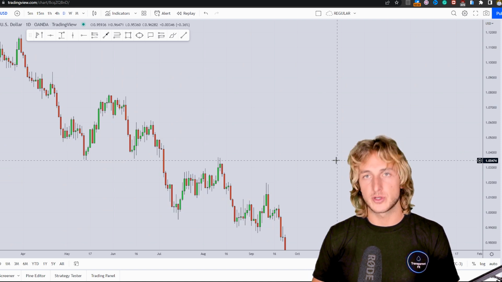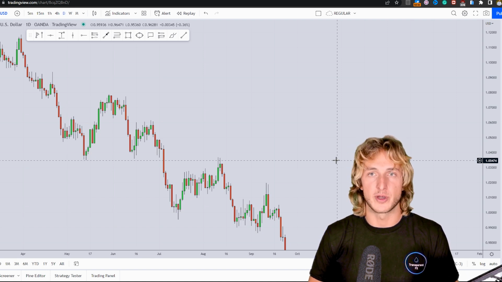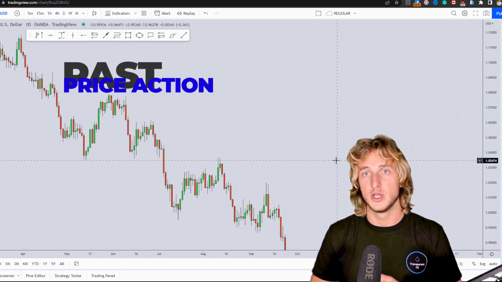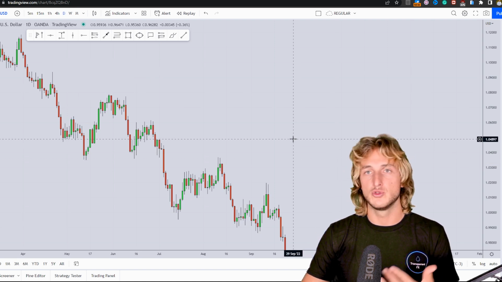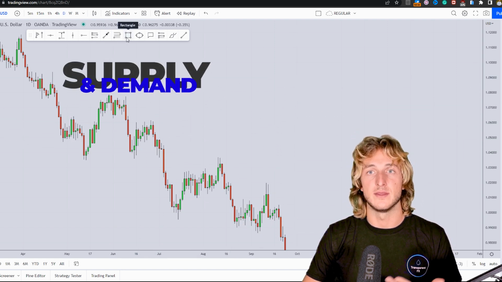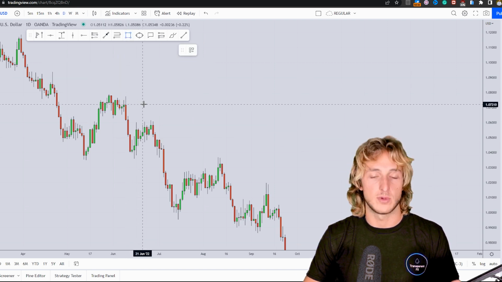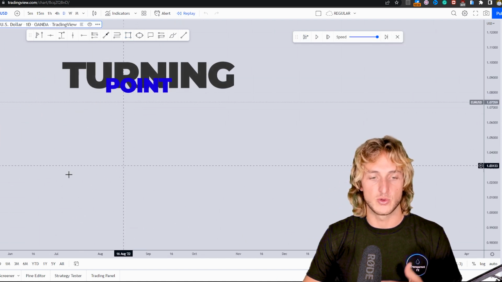And the way in which you determine these areas where you have high probabilities of a rejection, or at least a reaction to the market, is by looking at past price action as usual, which is the basic point of technical analysis. We look at the past to try to understand which are the areas that the market likes to react to. So in the case of supply and demand areas, what we're actually looking for is areas of price at which the market has created a turning point, so a rejection.